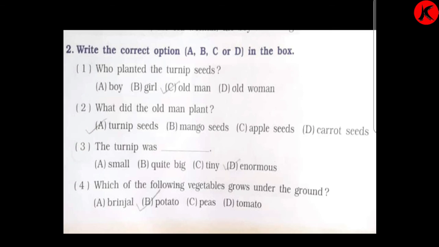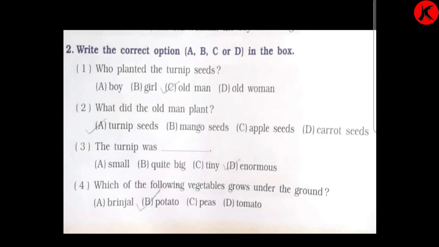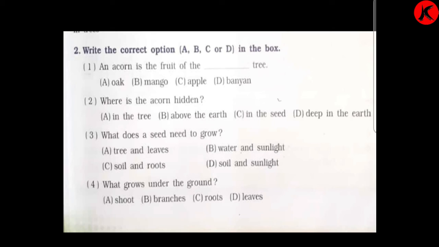So we'll repeat once again all the exercise. Write the correct option A, B, C or D in the box. Number 1. Who planted the turnip seeds? Old man. What did the old man plant? Turnip seeds. The turnip was enormous. Which of the following vegetables grow under the ground? Potato.